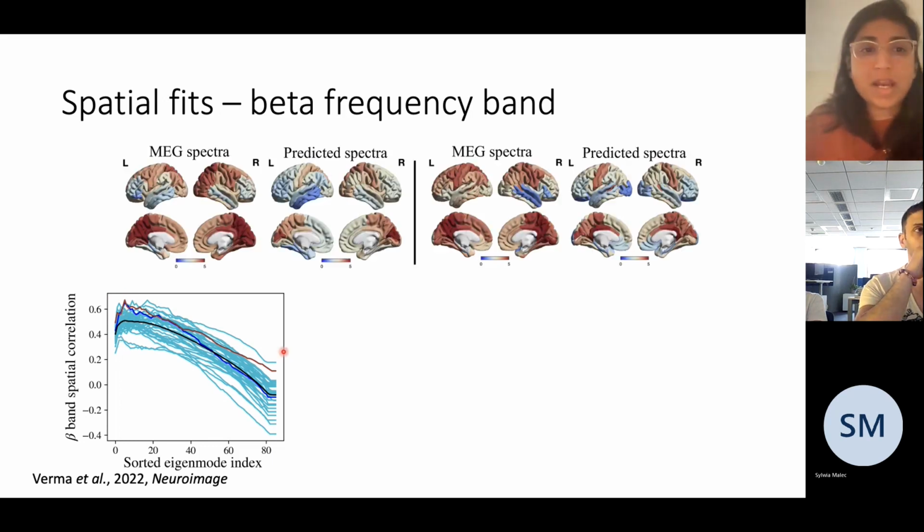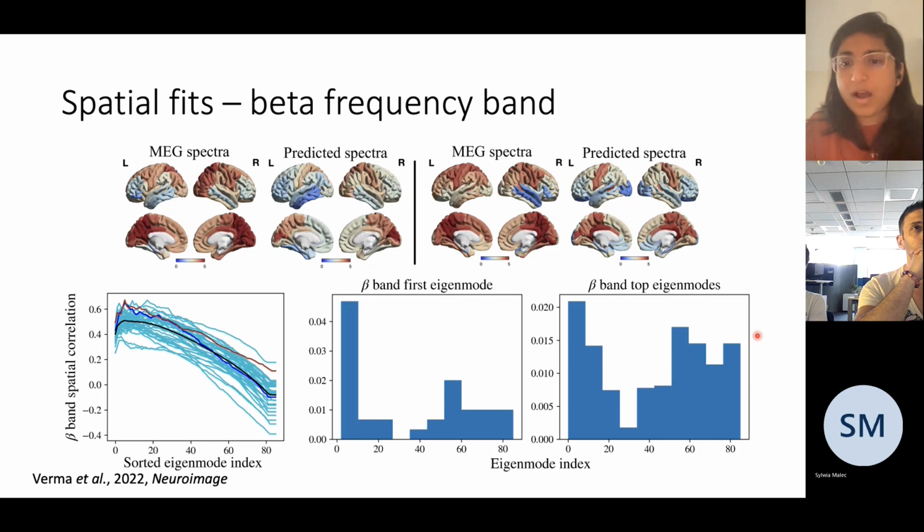To give you a visual idea, this is how the MEG beta band spatial pattern looks, and this is the one from SGM for one particular subject, and this is the same comparison for a different subject. Again, we saw that the top eigenmodes that lead to the maximum spatial correlation are widely distributed. It's not the same eigenmode which leads to maximum spatial correlation in all the subjects.